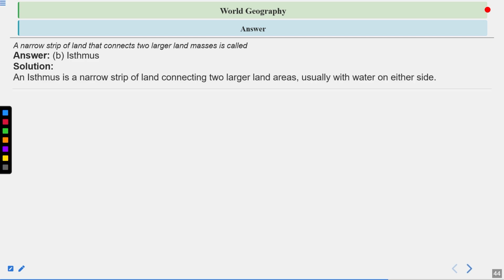An isthmus is a narrow strip of land connecting two large land areas, usually with water on either side. So the Panama Isthmus is a perfect example of it. Other than that, there are a lot of other isthmuses found all over the world. Also remember that a narrow passage of water between two pieces of land is called a strait if it is naturally made, and if it is man made, then it is called a canal.